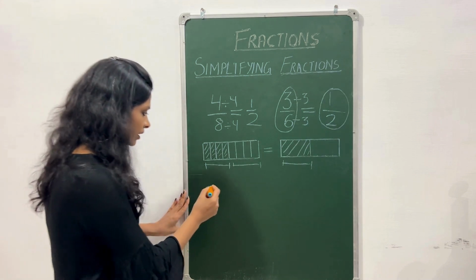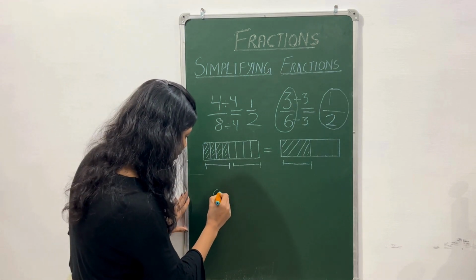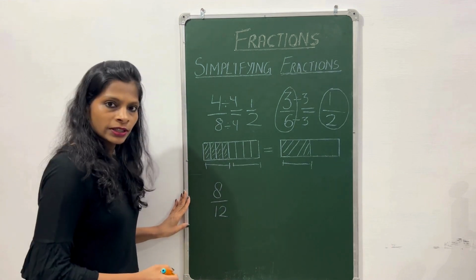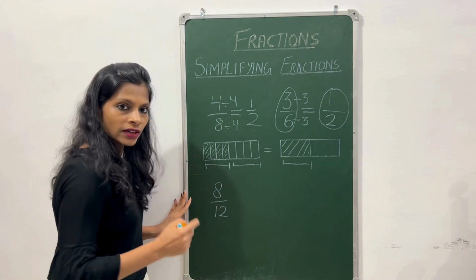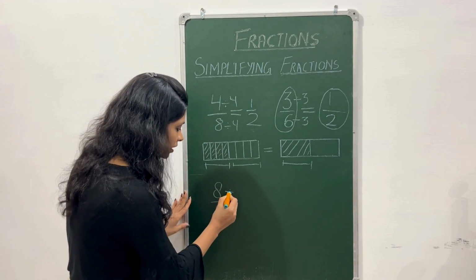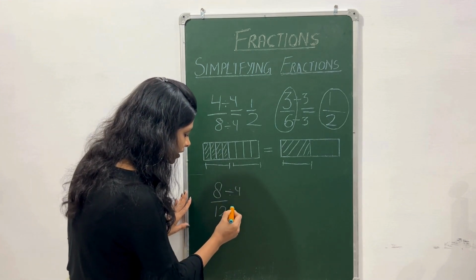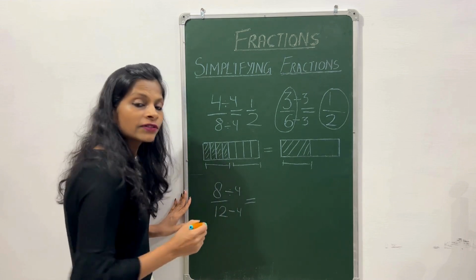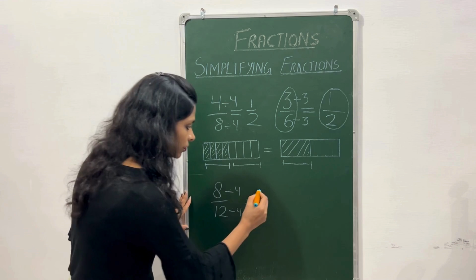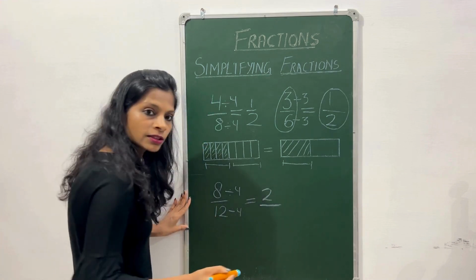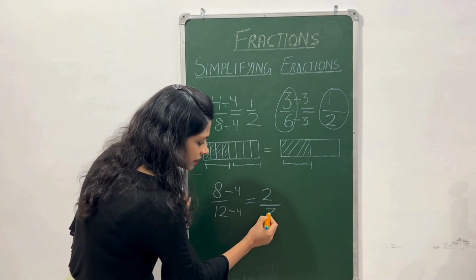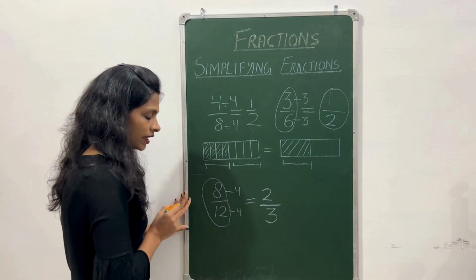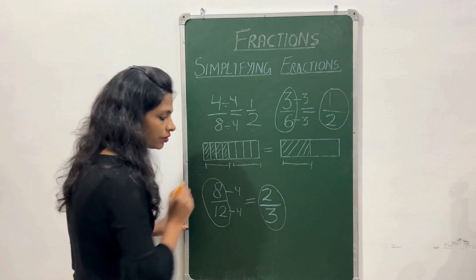Let's take more examples here. Let's say I have a fraction 8 over 12. Now 8 over 12, I can see that both 8 and 12 are divisible by 4. So I will divide the numerator by 4 and the denominator by 4. And the answer I get is 8 divided by 4 is 2, and 12 divided by 4 is 3. Hence, the simplified fraction of 8 over 12 is 2 over 3.